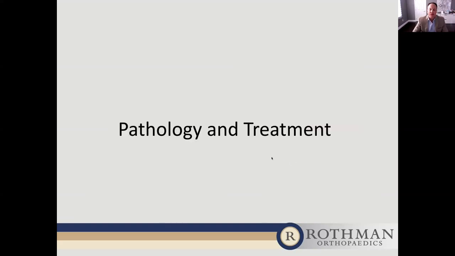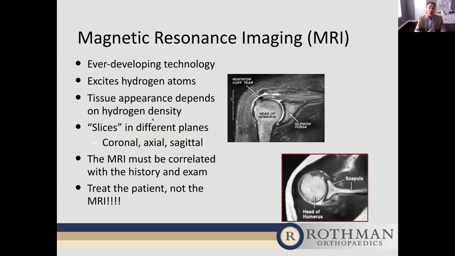All right, so let's talk about pathology of the shoulder and how we treat this. First, another thing we have to talk about is MRI, or magnetic resonance imaging. It's an always developing technology. As the magnets that we use get stronger, the pictures we can get are better.